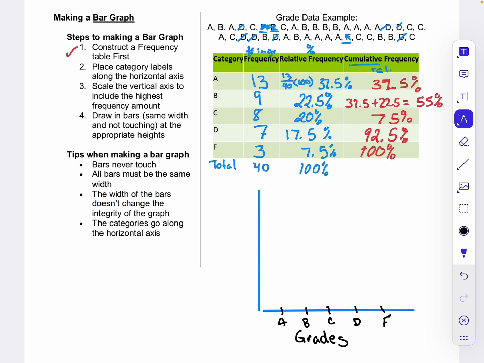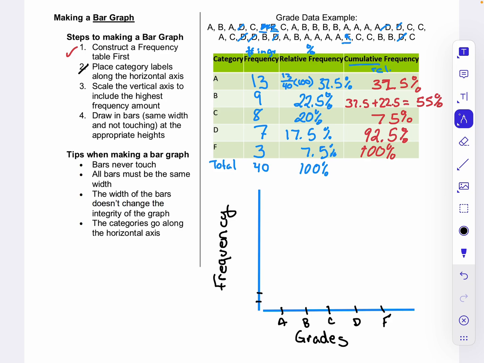So we've placed category labels along the horizontal. Next, we need to scale our y-axis. My y-axis is going to be frequency. And so I'm going to label it frequency. And then I need to get all the way up to 13. You want to space your numbers equally, and you can choose what you count by. I'm going to just count by ones. 13 isn't that many. I think I can fit them all in there.